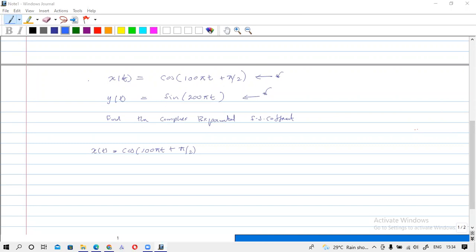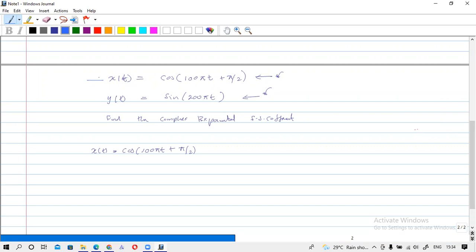Okay, so I will take the first signal first. It is x(t) equal to cos(10^5 t + 5/2). Okay, so this is our signal. So this is actually a sinusoidal signal, no? It is a sinusoidal signal. We know that any cos or sine signal is a sinusoidal signal.